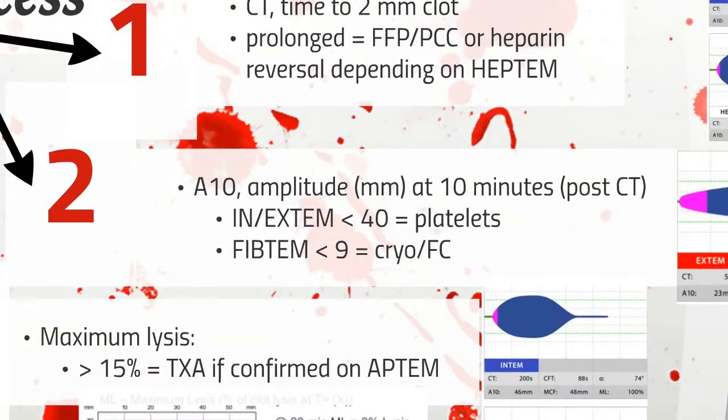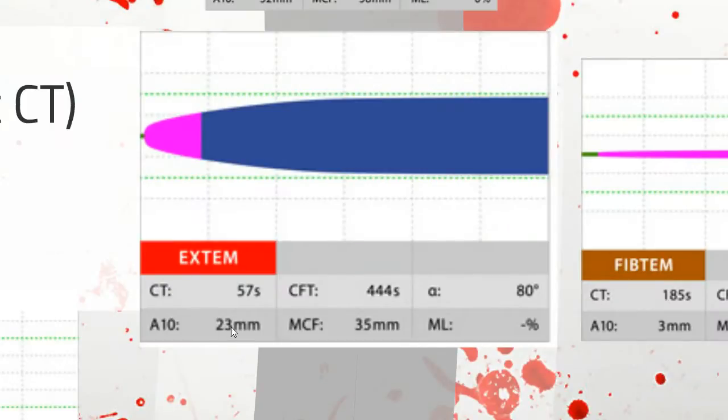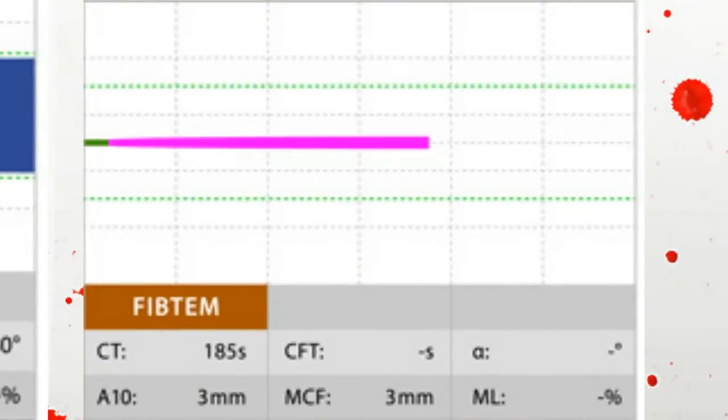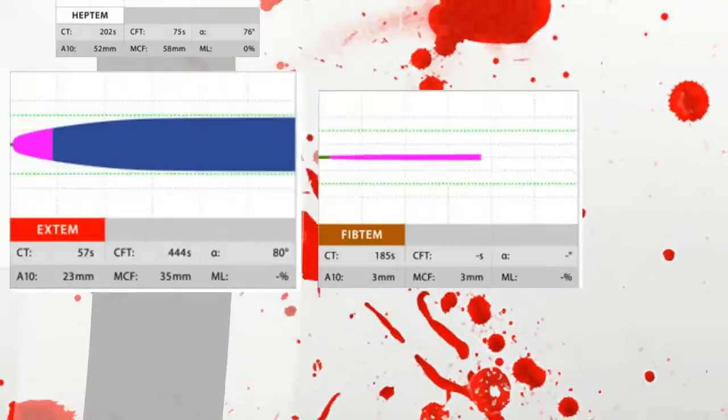Number 2, the A10 amplitude. Rule of thumb again should be more than 40 in the INTEM or EXTEM, and more than 9, or some places use 10, in the FIBTEM. So this A10 you can see here is 23 millimeters. So that's reduced. Now, is the problem fibrinogen or is it platelets? Let's check out the FIBTEM. You can see the A10 is less than 9 millimeters or 10 millimeters. So the answer here is cryo or fibrinogen concentrate.